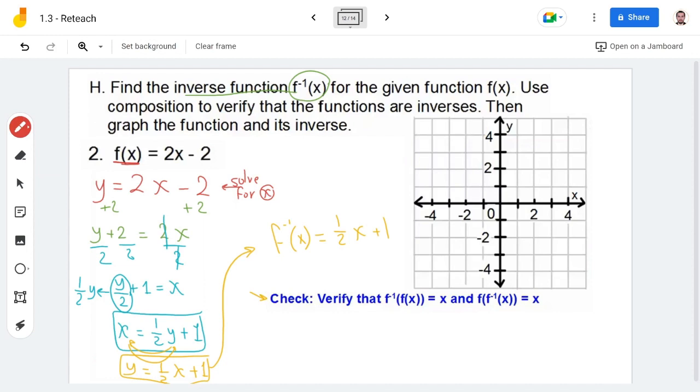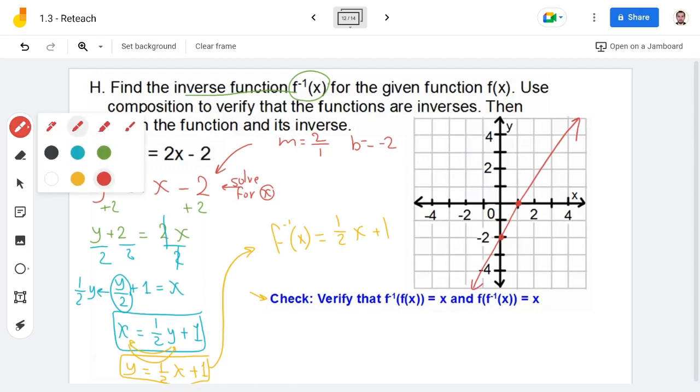Now let's continue. Then graph the function and its inverse. Let's graph them. Let's graph first my original function, this one here. As you can see, the slope is 2 over 1, and the y-intercept is negative 2. So negative 2 is the y-intercept, and 2 steps up and 1 to the right. So my graph will be like this. This is my first function.